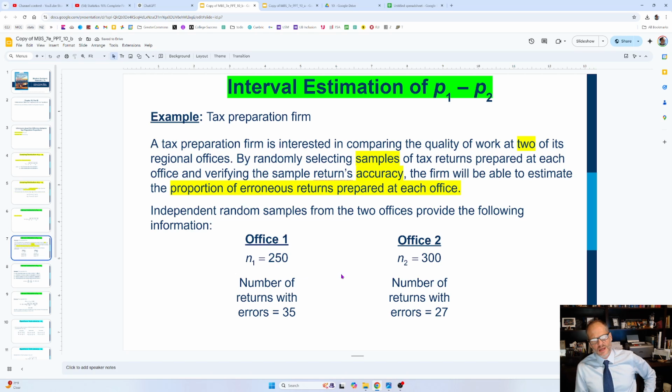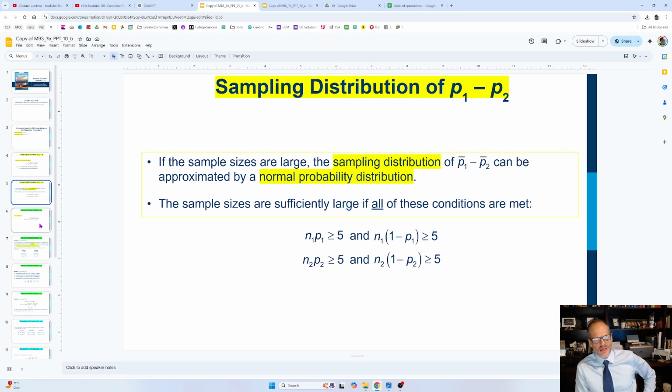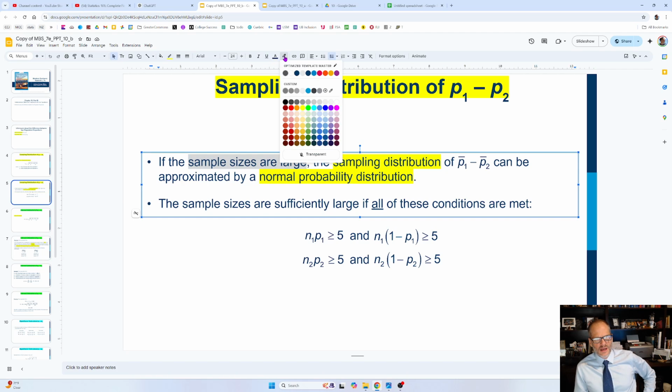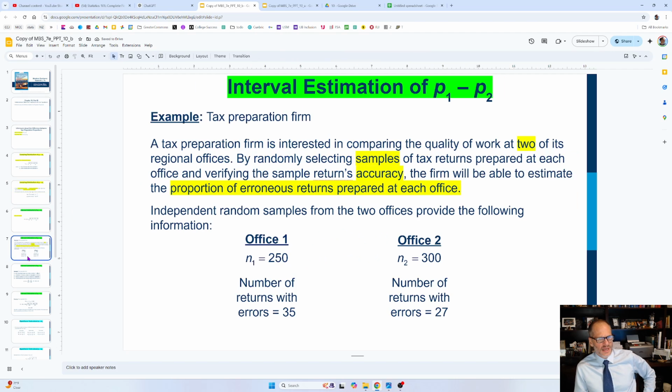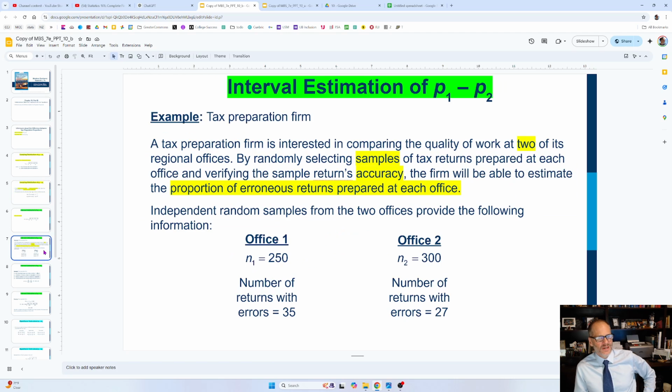And we have office 1, the sample size. So we're pretty large here. Central limit theorem says if we have a sample size that's large enough, we're going to approximate the normal probability distribution. Usually that's spoken about at 30, and we're at 250 and 300, so I think we're good. And the number of returns with errors, we have this.